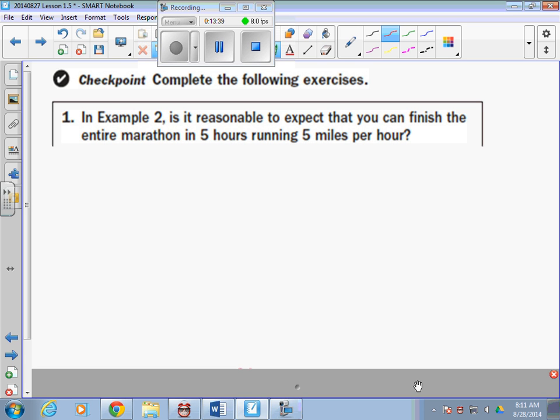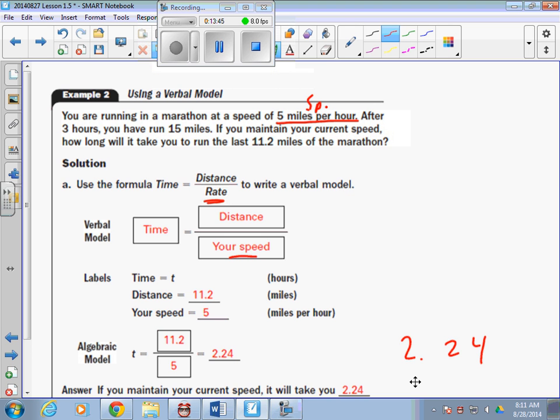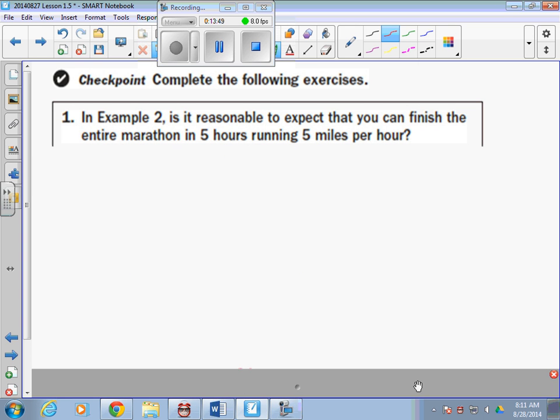Okay, you want to write a verbal model first. So your verbal model would say, remember, let's use the exact same one we used a second ago. Time equals distance over speed. Again, that's what I meant by abbreviating stuff like that. Time equals distance over speed. Is it reasonable to expect to finish it in 5 hours running 5 miles per hour? Well, let's look and see.